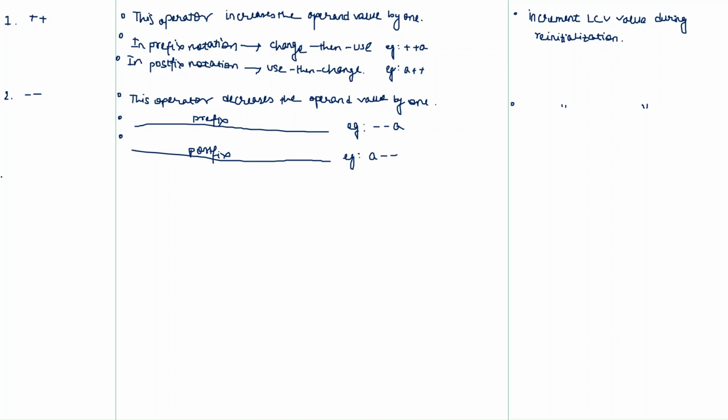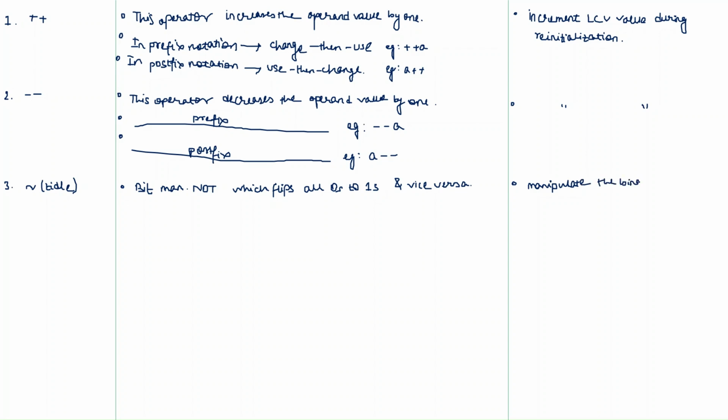The third type of operator is bitwise not. It is a tilde that we denote it using. It's called a tilde. It's a bit manipulation not operator, which flips all zeros in a binary to ones and vice versa. It is basically used for this purpose only, to flip zeros to 1 and ones to 0, and is used to manipulate the binary code.